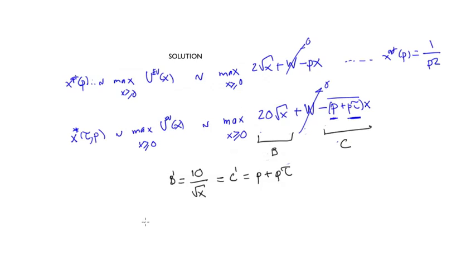If you do a little bit of algebra, this implies that x star of tau comma p is equal to 10 squared divided by p squared over 1 plus tau squared. Aha! But now we have our eureka moment. Notice what happens when tau becomes 9. When tau becomes 9, this term becomes 10, and these two things cancel, so the demand becomes 1 over p squared, which is exactly the optimal. So we have that x star of tau 9 comma p is equal to x optimal.